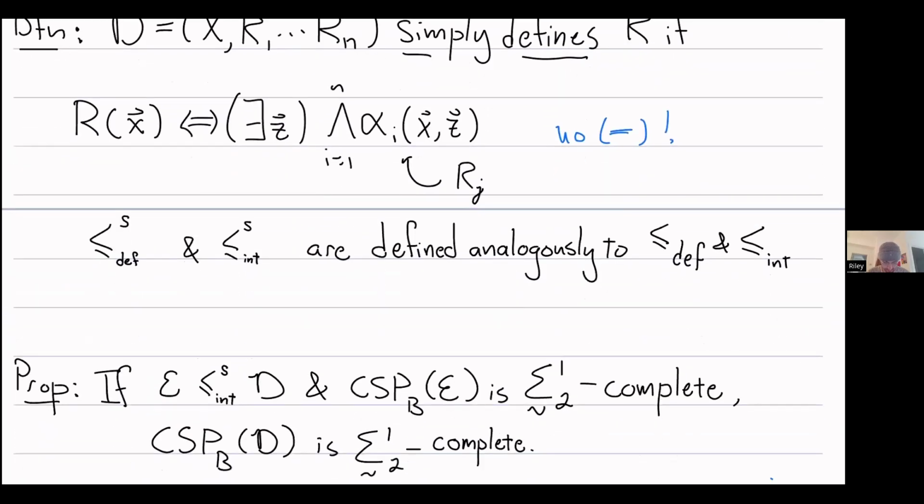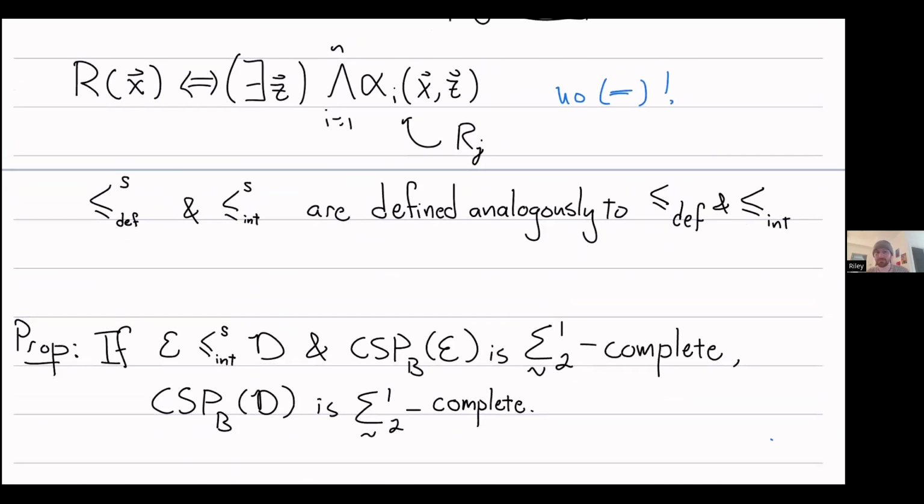And a simple proposition, which is just drawing that picture I drew earlier again, but without the quotient step, is that if E can be simply interpreted in D, and the Borel CSP for E is Sigma^1_2 complete, then the Borel CSP for D is also Sigma^1_2 complete. Complexity passes upward through simple interpretation in the Borel setting.